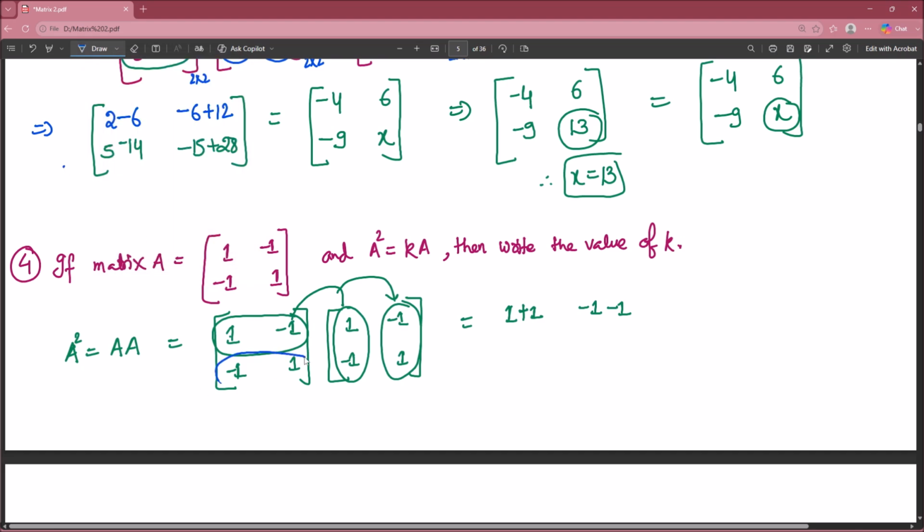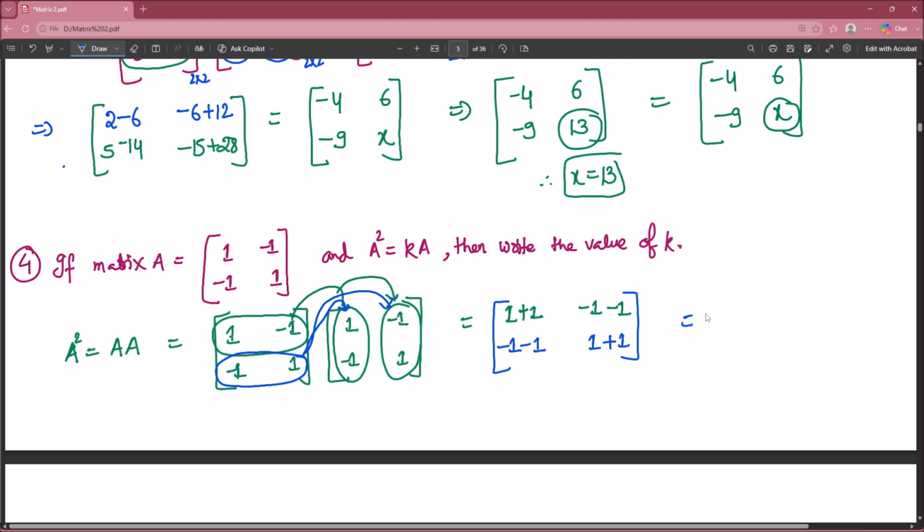Now next, the second row of the first matrix is multiplied by the first column and the second column of the second matrix. So minus 1 into minus 1 is equal to plus 1, and 1 into minus 1 is equal to minus 1. Then minus 1 into minus 1 is equal to plus 1, and 1 into 1 is equal to 1.